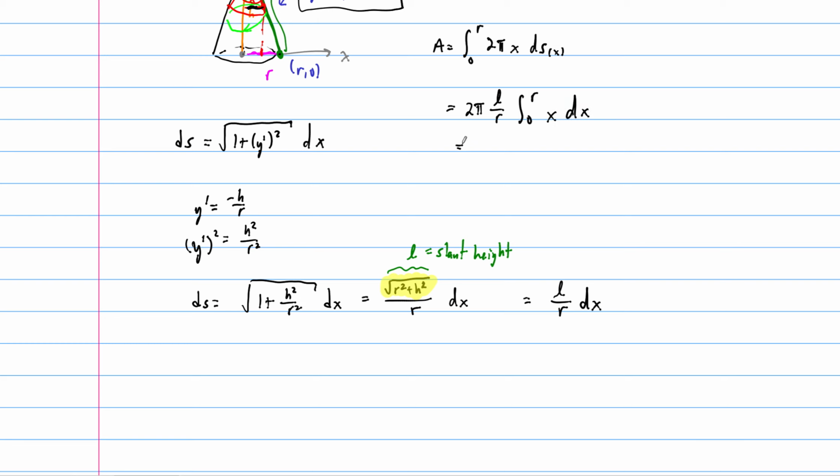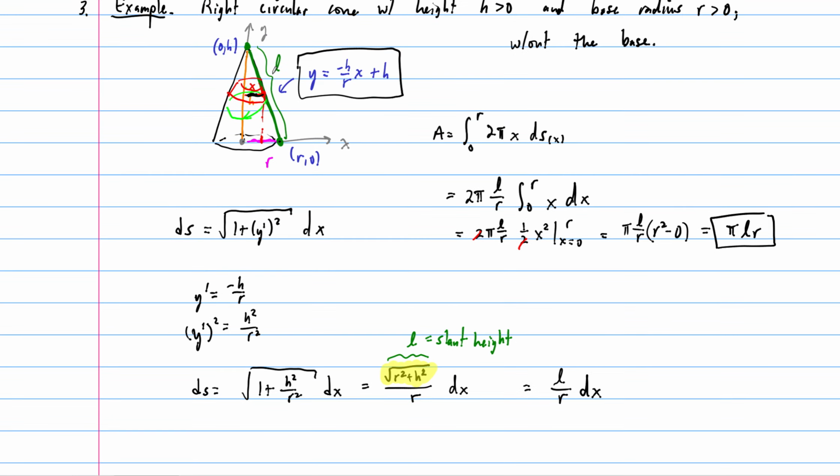Well, we get 2 pi L over R. Antiderivative here is 1/2 x squared. X goes from 0 to R. The 2's cancel. All right, and look what's left. This is going to be r squared, right? But r squared over r is going to cancel. I'll write out all the steps. This is pi L over R times r squared minus 0. That's just r squared, r over r, so we get pi times L times r. All right, that's the surface area of just the surface of the cone without the circular bottom.